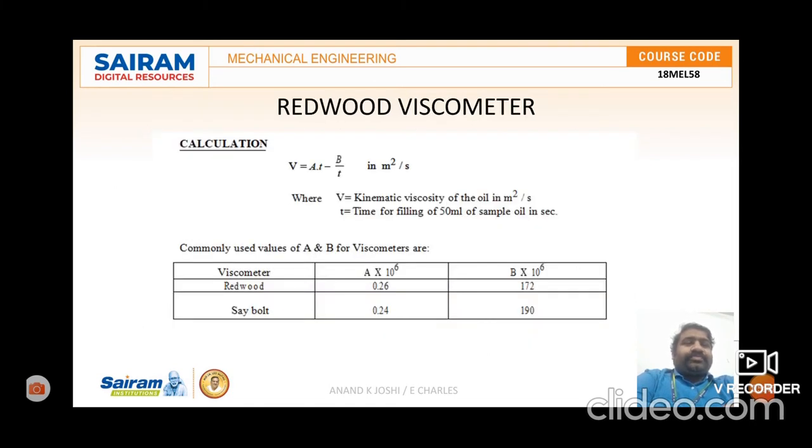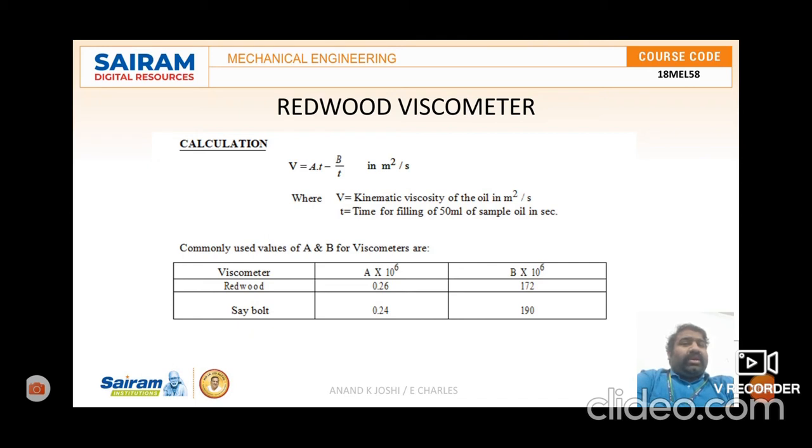Here we will discuss how the calculation part is done. There is a formula to find the viscosity of the given oil: V is equal to A times T minus B by T, which will be in meters square per second. That will be the kinematic viscosity, where T is the time for filling the 50 ml of sample oil in seconds.